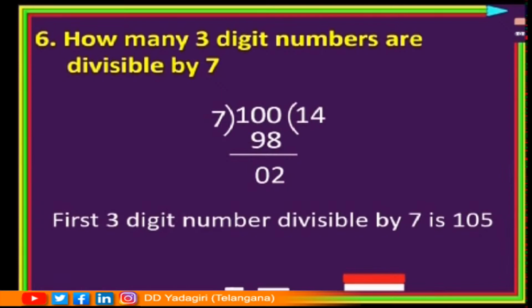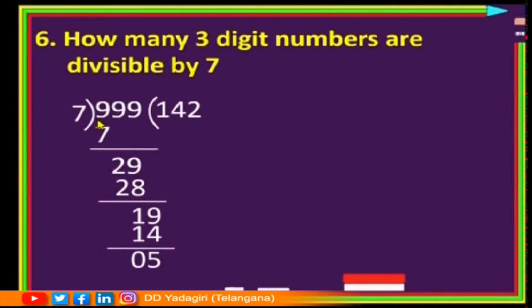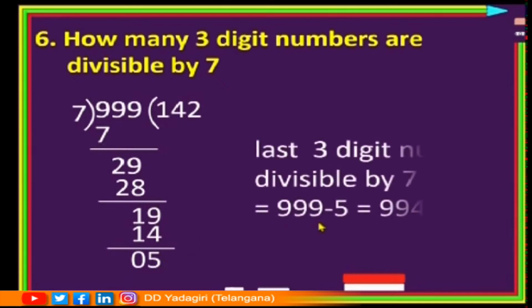Similarly, we can find the largest 3-digit number which is divisible by 7. The largest 3-digit number is 999. Divide by 7. After a simple division calculation, the remainder is 5. So 999 minus 5 is 994. So the greatest 3-digit number which is divisible by 7 is 994. Okay, the smallest number is 105 and the largest number is 994.